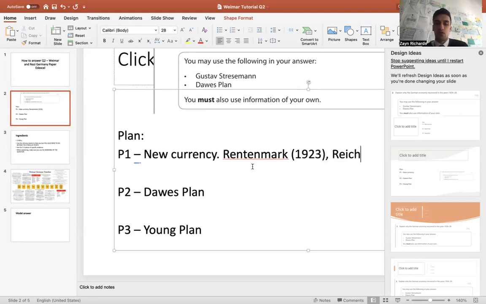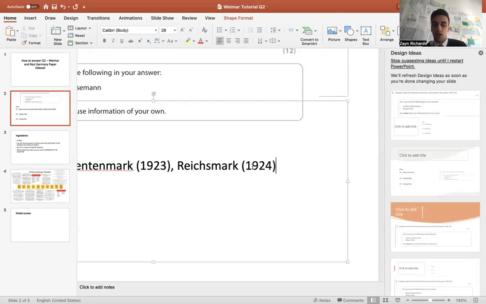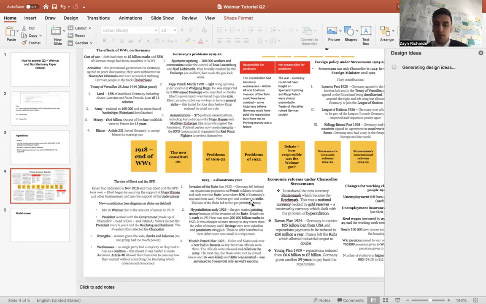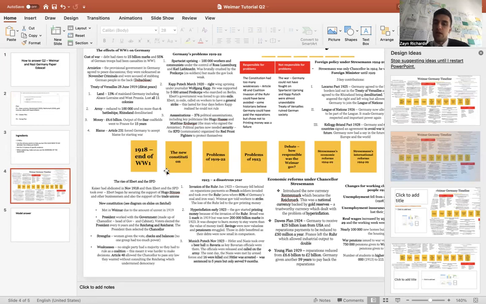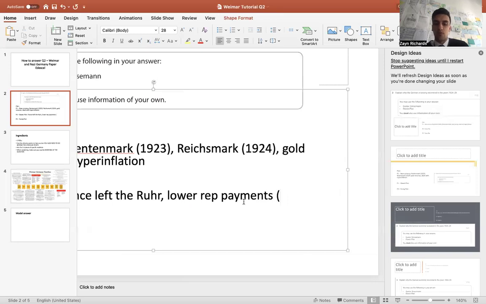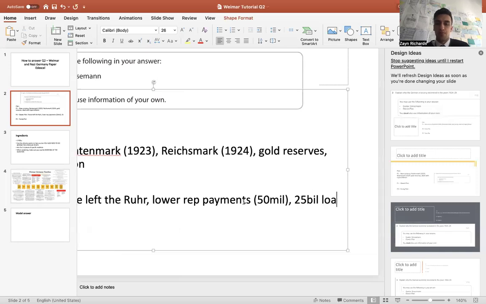That will be on the crib sheet you have. Then it becomes a Reichsmark, gold reserves, then dealt with hyperinflation. Right, so that's what I'd be talking about for that. For the Dawes plan, I'd want to be talking about the following. If I just flip back, the fact that they received 25 billion in loans, 50 million pounds a year reparations payments, and the French left the Ruhr. So France left the Ruhr, lower reparation payments, so 50 mil, and also a 25 bill loan.